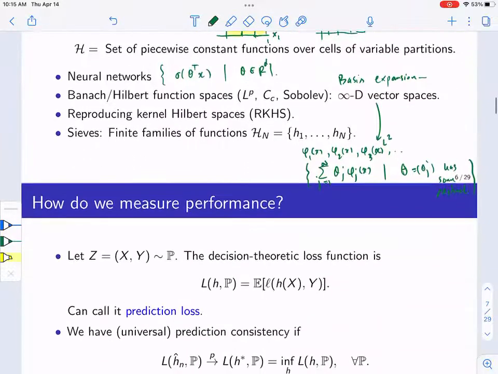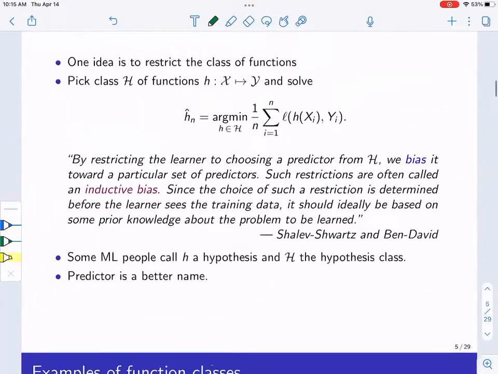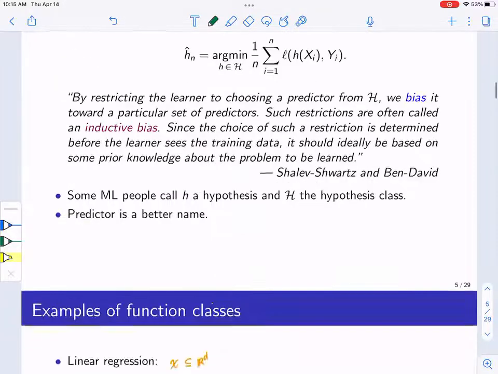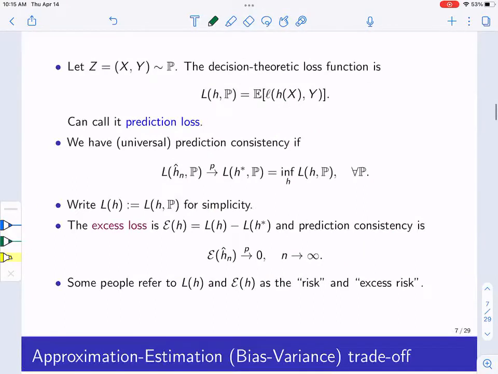Okay, so how do we measure the performance now? We have this estimator. We would like to compare it to the optimal one, the H star, right? So now I'm going to introduce some notation. This is the measure of performance that we're looking at. You can call it the prediction loss. People usually call it risk, but from a decision theoretic perspective, this looks like a loss. And it's a form of a loss between the function and the probability distribution.